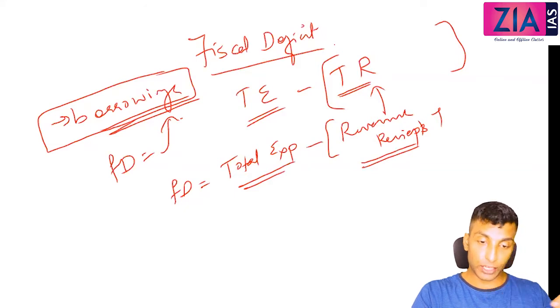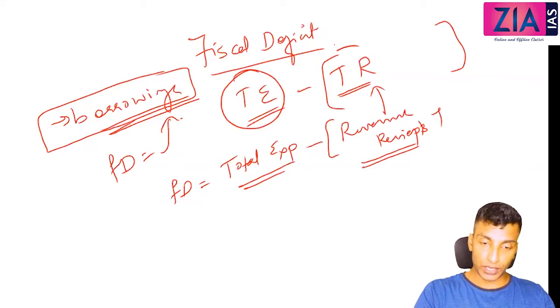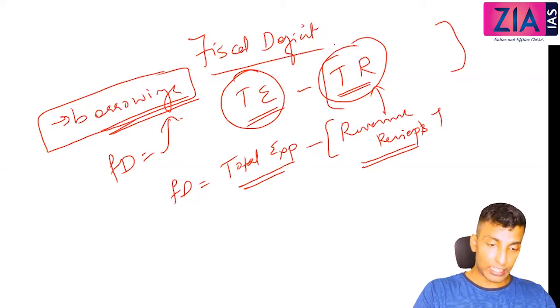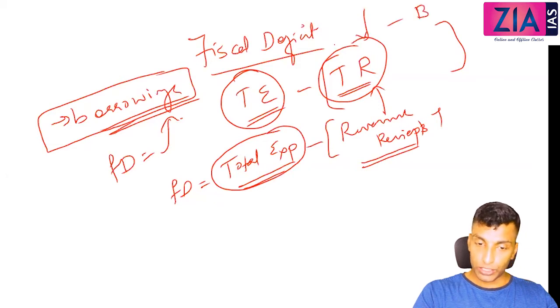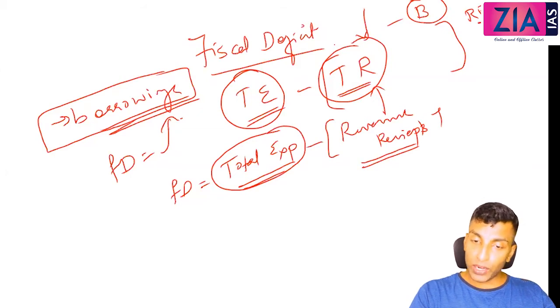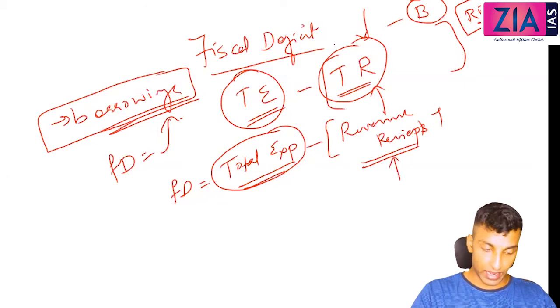So, total expenditure minus total receipts except borrowing. Total expenditure is done. Now I need to talk about total receipts minus borrowing. Total receipts means revenue receipts plus capital receipts, right? But from capital receipts only, what I need to exclude? Borrowing. So can I write revenue receipts completely here? Yes, I can. Then from the capital receipts what you need to add is the non-debt creating capital receipts. Debt creating capital receipt is actually borrowing.